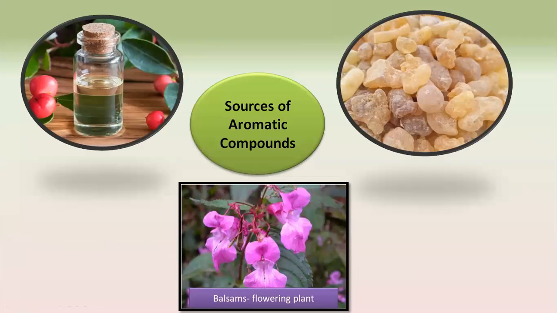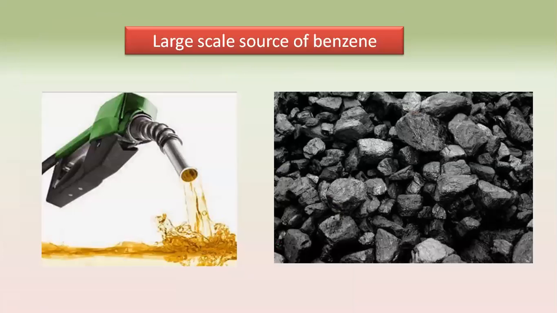Now, many organic compounds obtained from natural sources like resins, balsams, flowering plants, and oil of wintergreen all possess a pleasant odor, a pleasant fragrance. This refers to the aroma, that is the smell. And therefore, all these compounds, these hydrocarbons, are named aromatic compounds. Aromatic hydrocarbons are also called arenes, as they contain only carbon and hydrogen. A large-scale source of benzene is coal tar and petroleum.